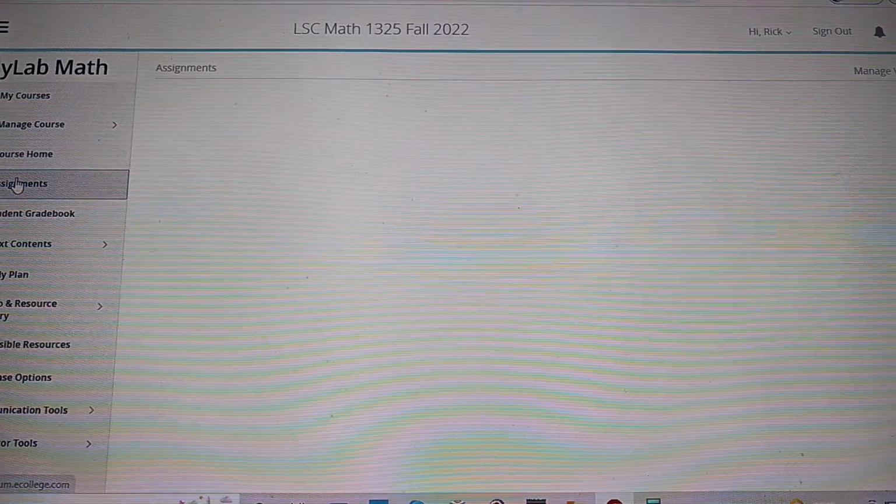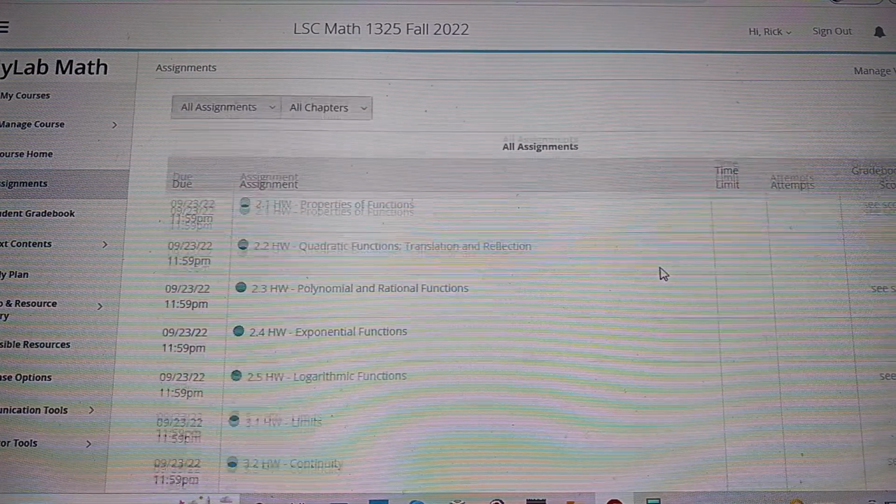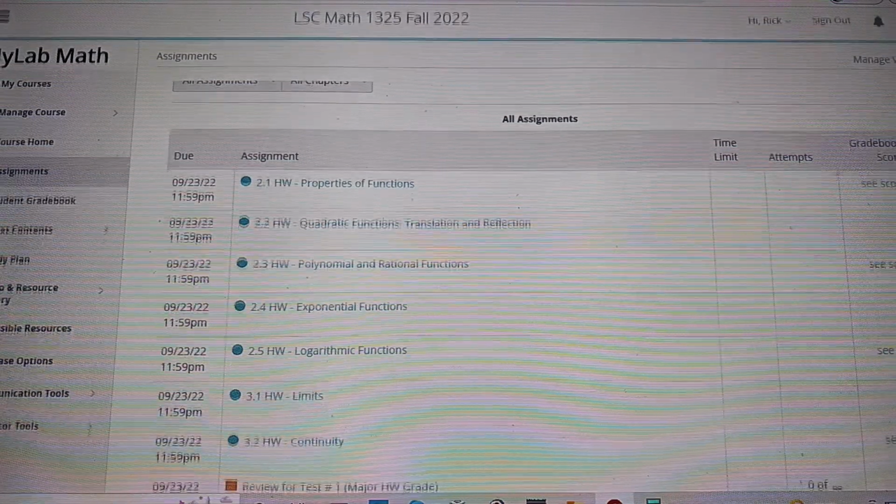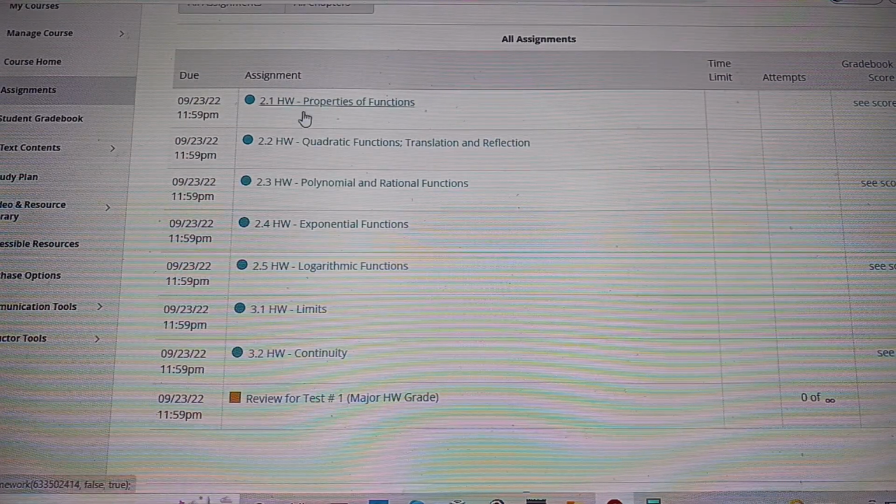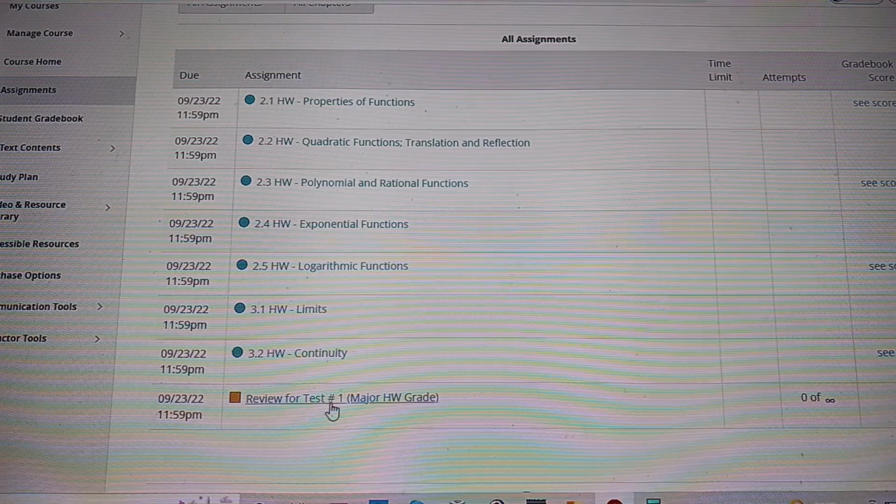Under assignments, I have the entire first unit ready now. So there are 7 homeworks, 2.1 through 2.5, then 2 from chapter 3, 3.1 and 3.2. So these 7 homeworks. The review for test 1 is here. That's a major homework grade.